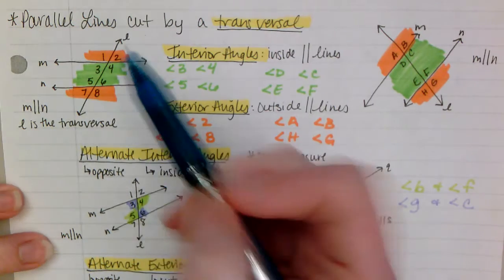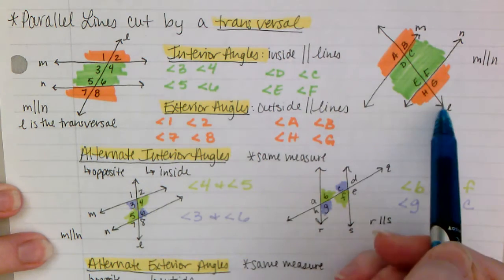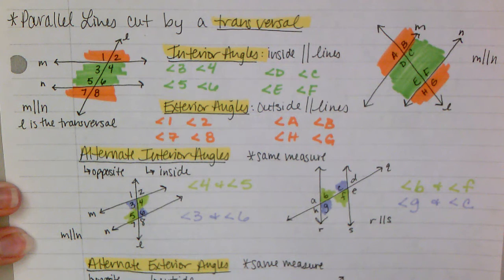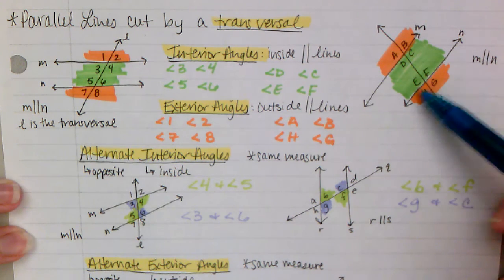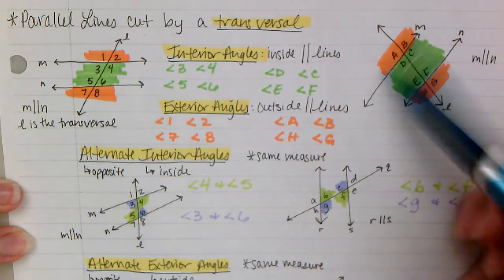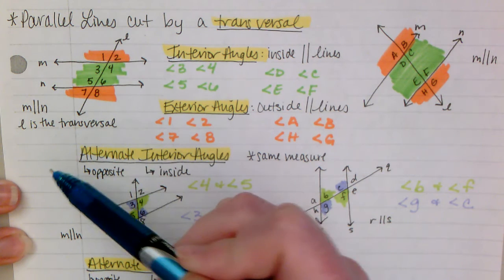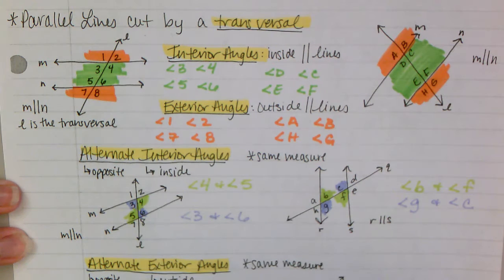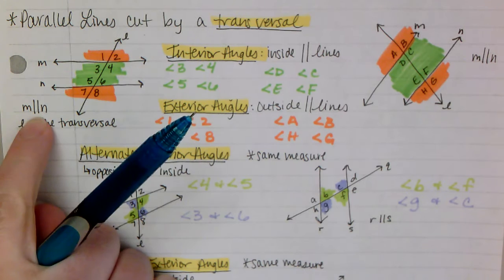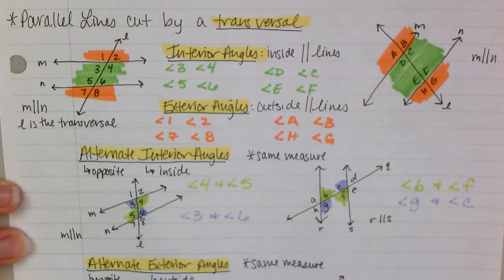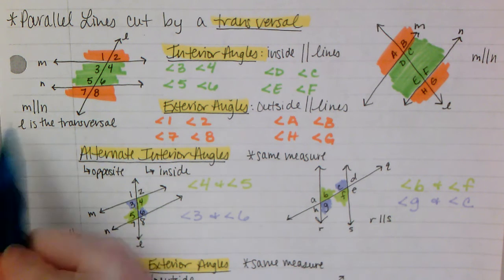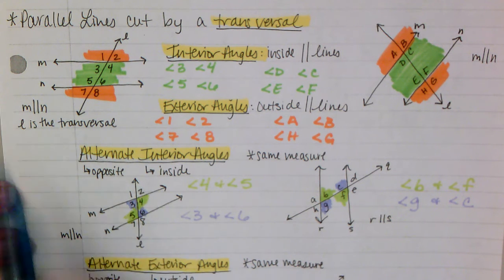If you have a set of parallel lines and it's cut by a transversal, the transversal here would be L, here it would also be L. It's the line that cuts the parallel lines. You end up with interior angles, which are inside the parallel lines, and exterior angles, which are outside the parallel lines. You can have same-side interior angles, like 4 and 6, or same-side exteriors, like 1 and 7. Remember that parallel lines, this double line is the notation for parallel, so this states that M is parallel to line N, and that L is the transversal.